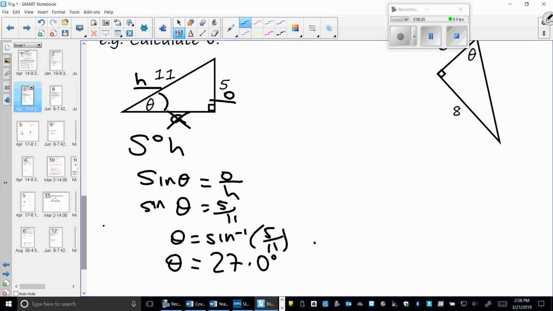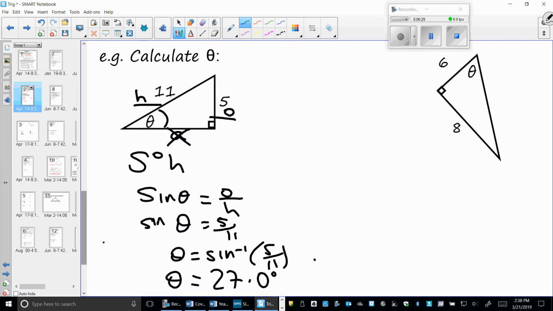Okay, so same method, not same triangle. So we're labeling H, O, A.